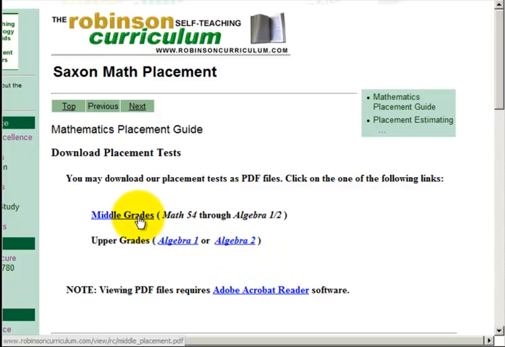In the middle grades exam, they all come with an instruction sheet, the exam itself, and an answer key. And depending on how many they get wrong in each section, it'll tell you just which math book is the appropriate one for them.